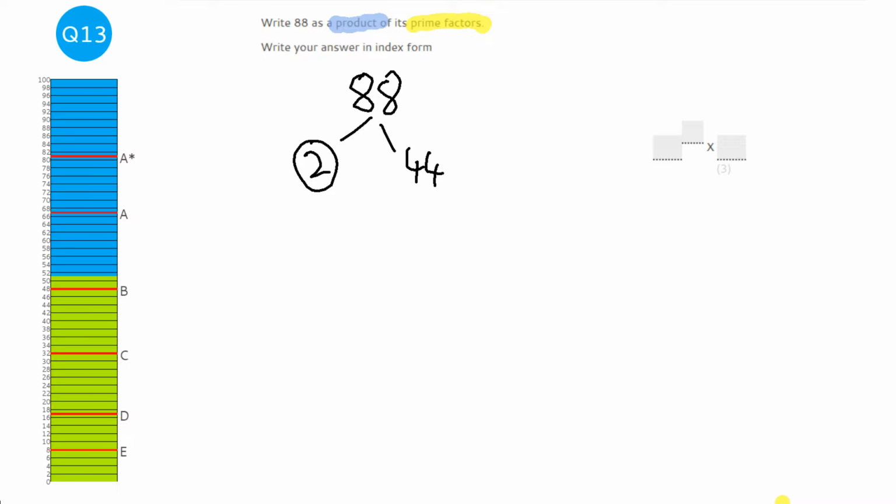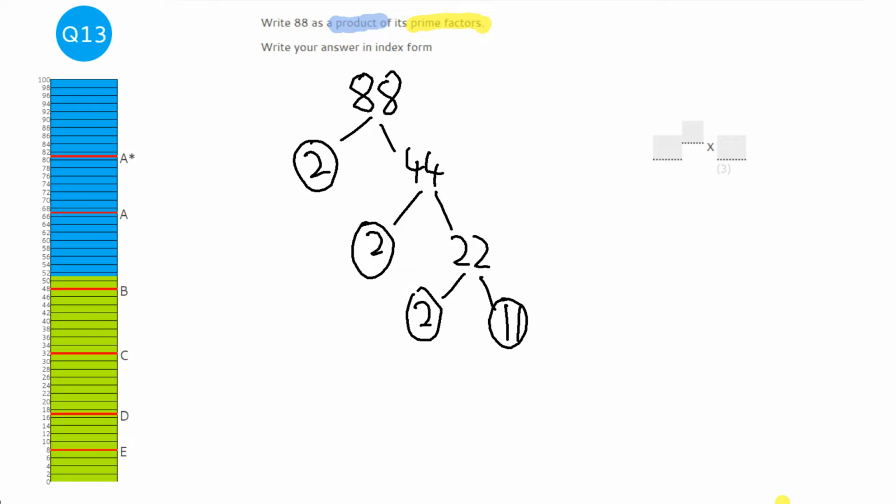Now the 44 is not a prime, so I can't circle that, so I can split it up again and I can get another 2 out of it, and that leaves me with 22. 22 is not a prime, I can get another 2 out of it, and it leaves me with 11, which is a prime. So the prime numbers that we've got are 2, 2, 2 and 11. But you need to write it as 2 times 2 times 2 times 11. Some people actually multiply those together, but you should get 88 if you did that.